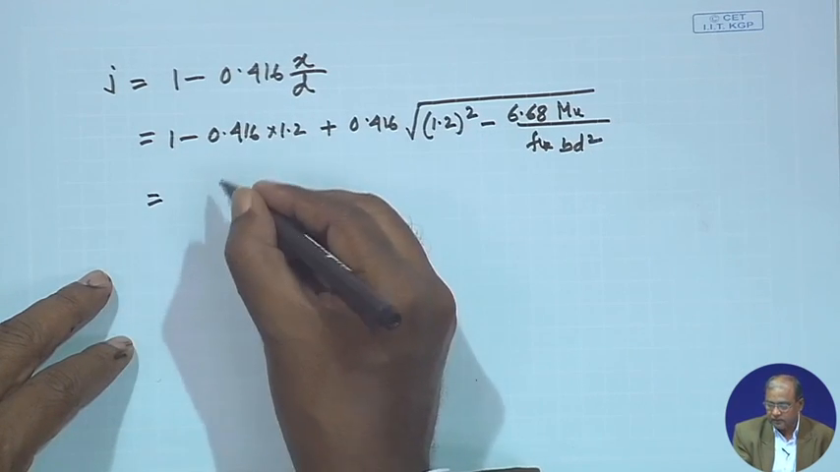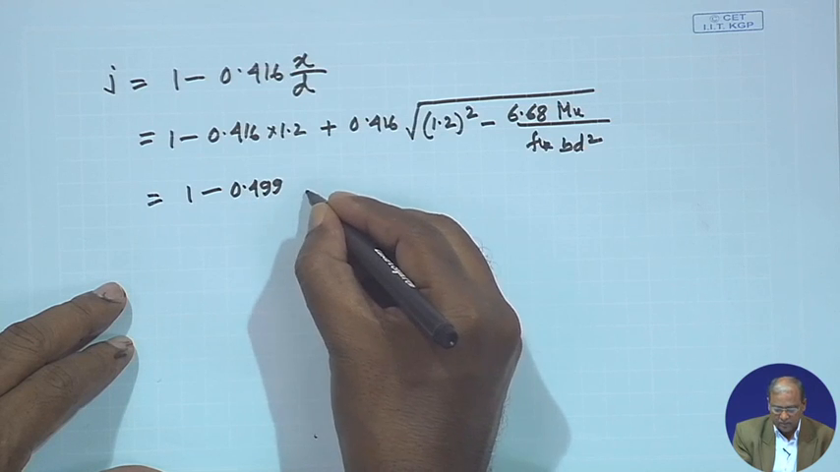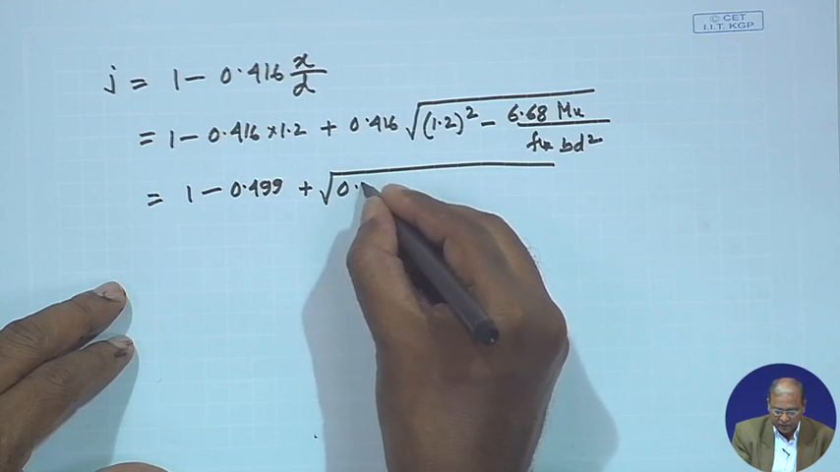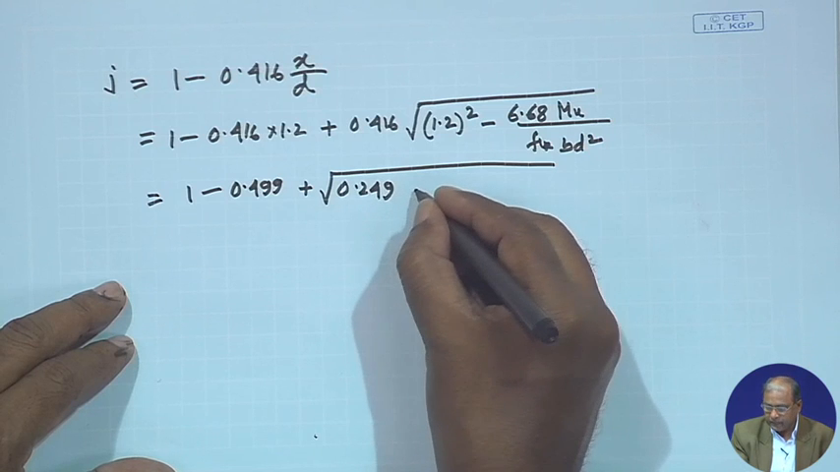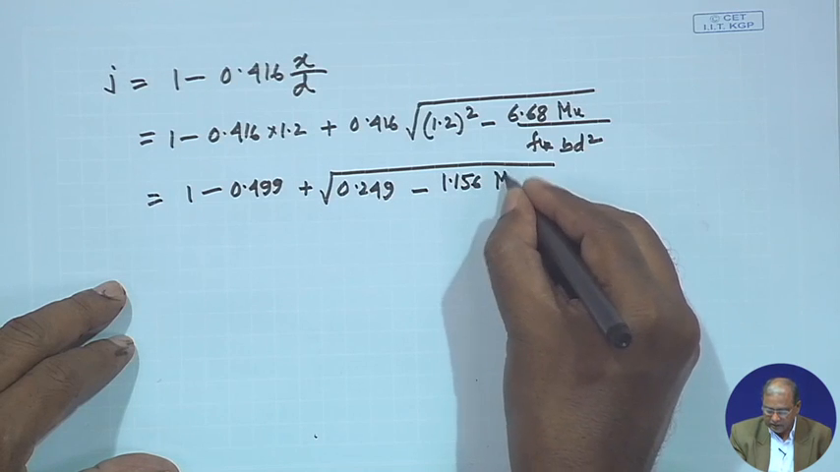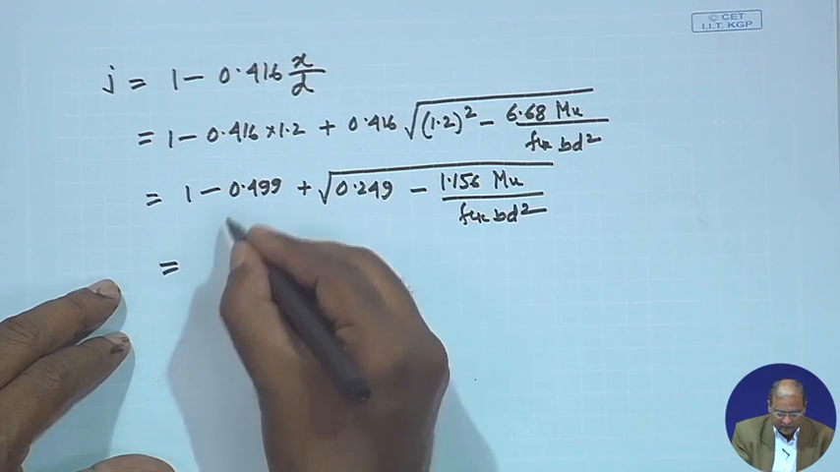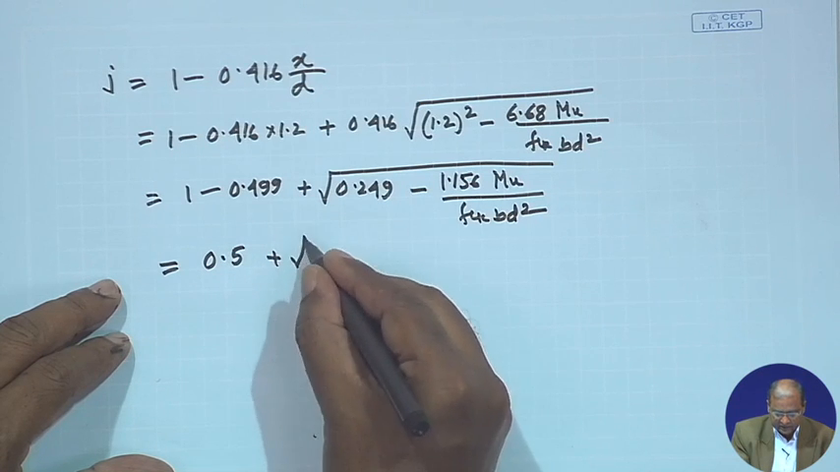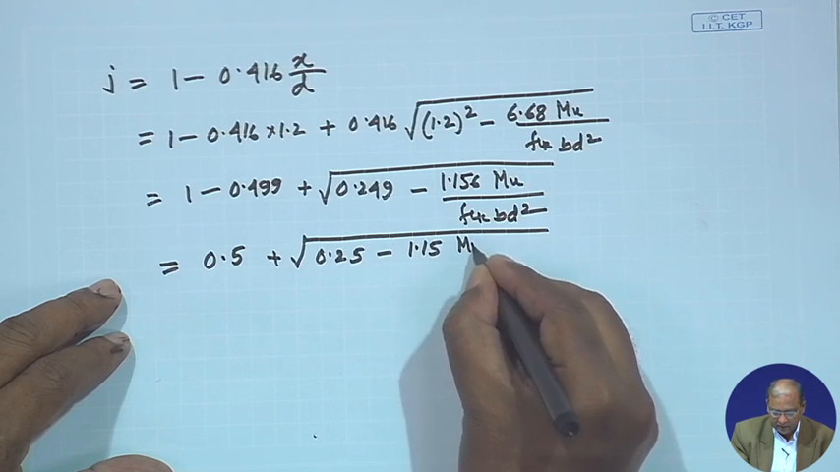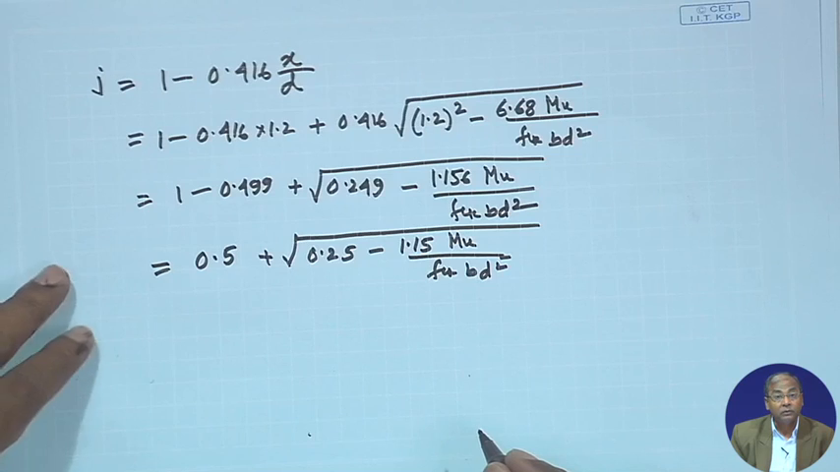which comes as 1 minus 0.499 plus, if you just take inside, 0.249 minus 1.156 Mu by FCK b d square, which is nothing but you can say 0.5 plus root over (0.25 minus 1.15 Mu by FCK b d square). This particular one we can write down here.